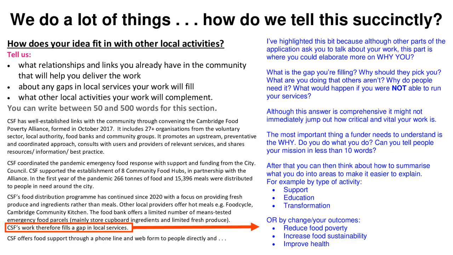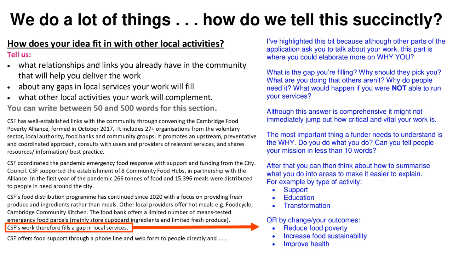No problem. So another question we had was, how do we talk about everything we do? We do lots of things, which I understand is a really big problem, especially when you're asked to talk about everything that you do. So I was looking at this answer in one of the applications we were sent. One of the bits that I noticed here is that although in other parts of the application you talk about your work, this is the part where you could elaborate more on why you.